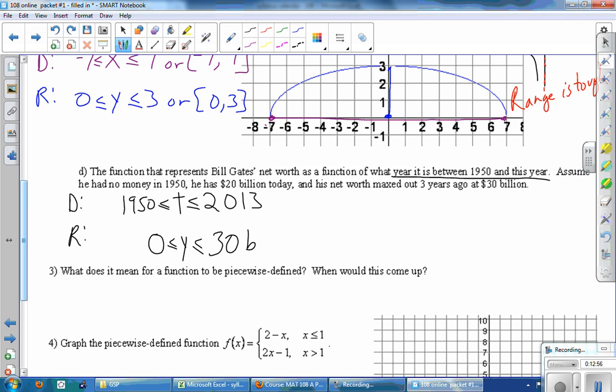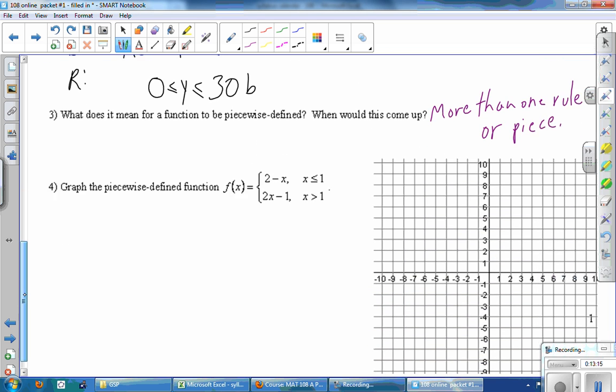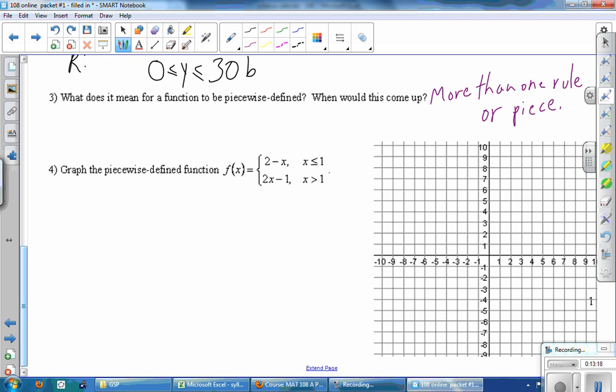Number 3, what does it mean for a function to be piecewise defined? And when would this come up? So piecewise defined just means that your graph has more than one piece, more than one rule. And it comes up whenever the rules change, whenever you don't have just one nice formula that captures everything there is to know about whatever you are looking at.